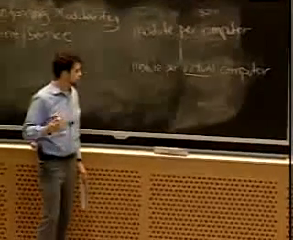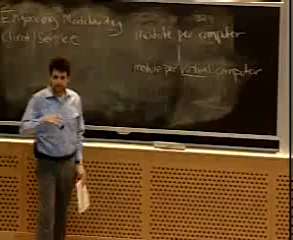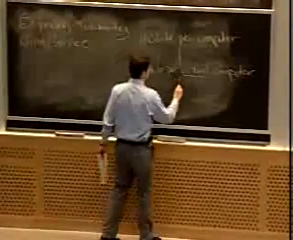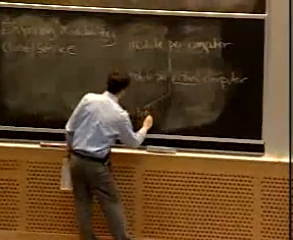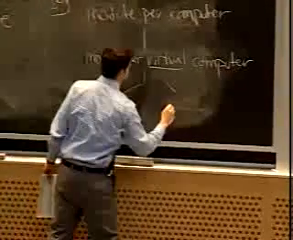In particular, a virtual computer has the same sorts of abstractions that we studied in the previous lectures available to it that a real computer has. So a virtual computer has a virtual memory, and a virtual processor.